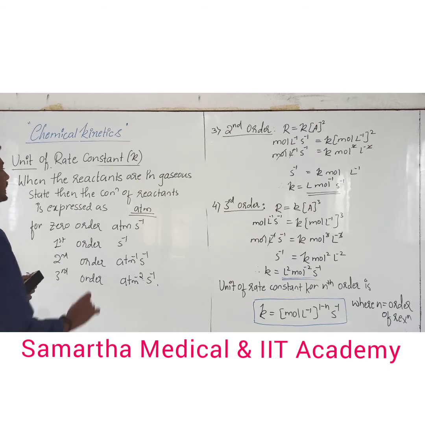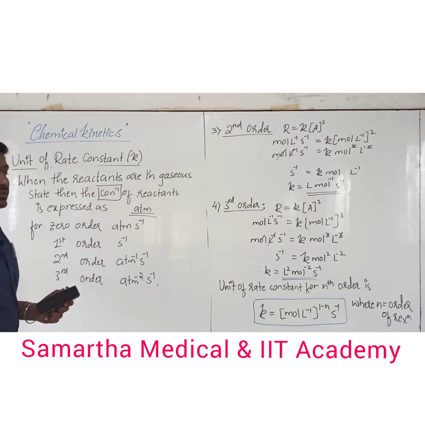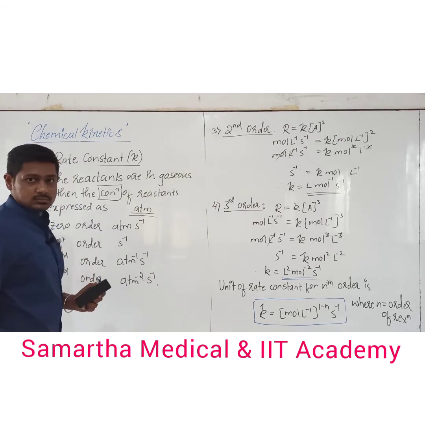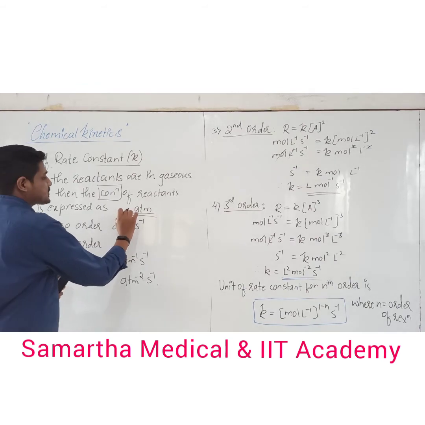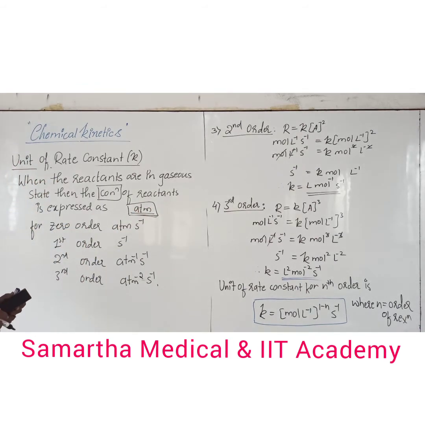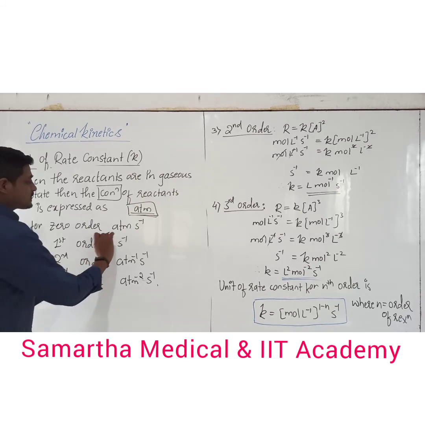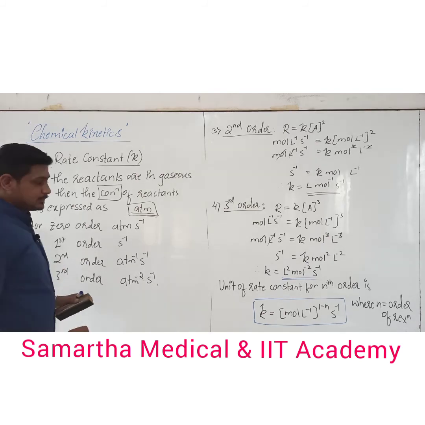How did it come? See, the concentration of reactants in liquid state is expressed in what? Moles per liter. That moles per liter only, now we are expressing as atmosphere. I hope this point is clear. So if the reactants are in gaseous state, then the unit for a zero order reaction is atmosphere per second. Then first order always remains as per second, and these are the units of rate constant for second order and third order.